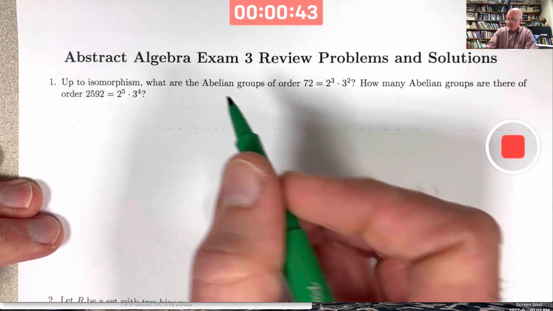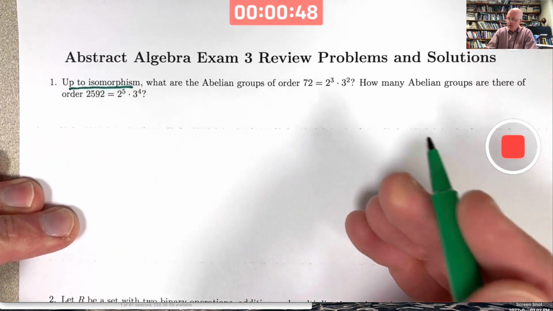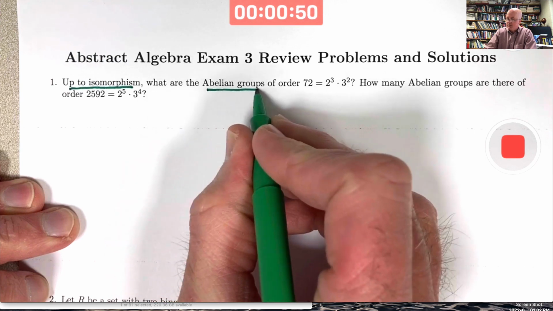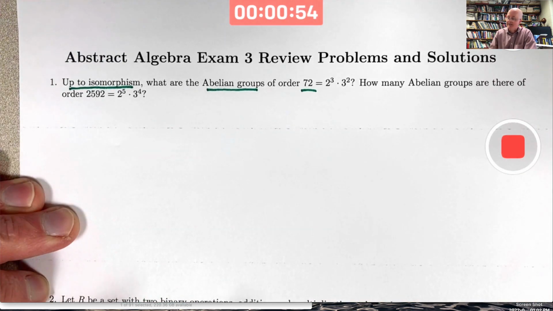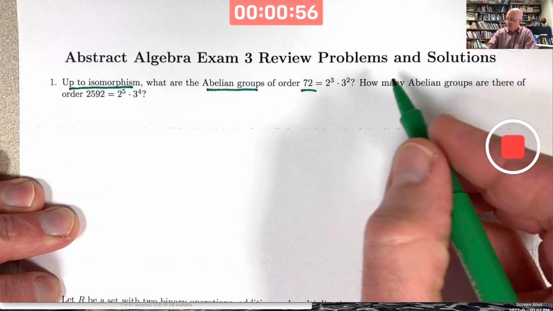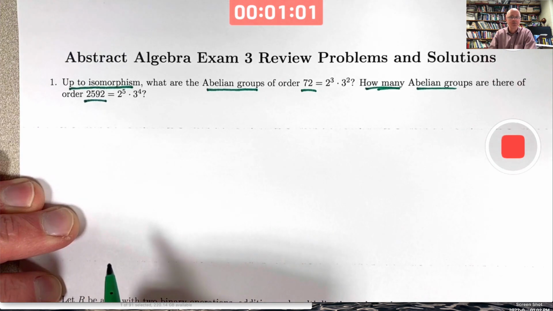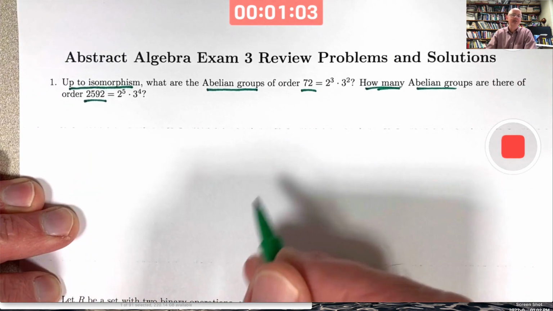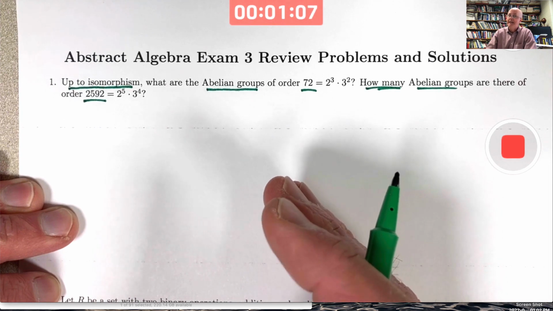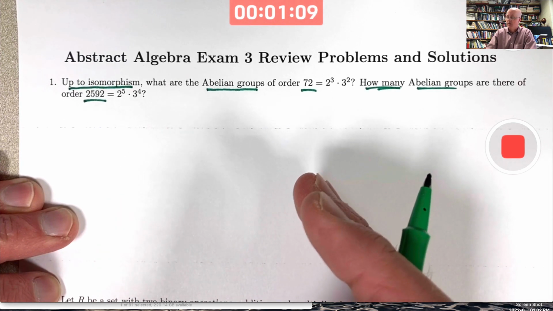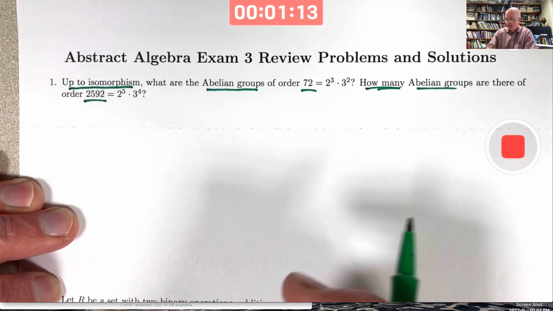So the first question is, up to isomorphism classes, what are the abelian groups of order 72? Okay, abelian groups are much easier to classify than non-abelian groups. Second question is, how many abelian groups are there of order 2592? As you can see, in each case, I've given you the prime factorization. The prime factorization is key to helping you figure out the different isomorphism classes, and this is all based on something called the fundamental theorem of finite abelian groups.